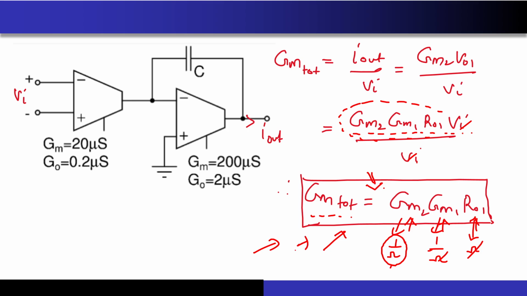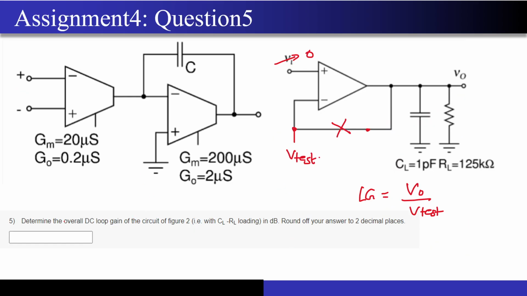Okay? Now once this is done, let's look at the second question that they are asking. Now we have calculated the transconductance, the capital GM of the circuit. Now they are asking us to determine the overall DC loop gain of the circuit that is there in figure 2. So the difference between figure 1 and figure 2 is basically we have some loading element in figure 2 that is not present in figure 1.